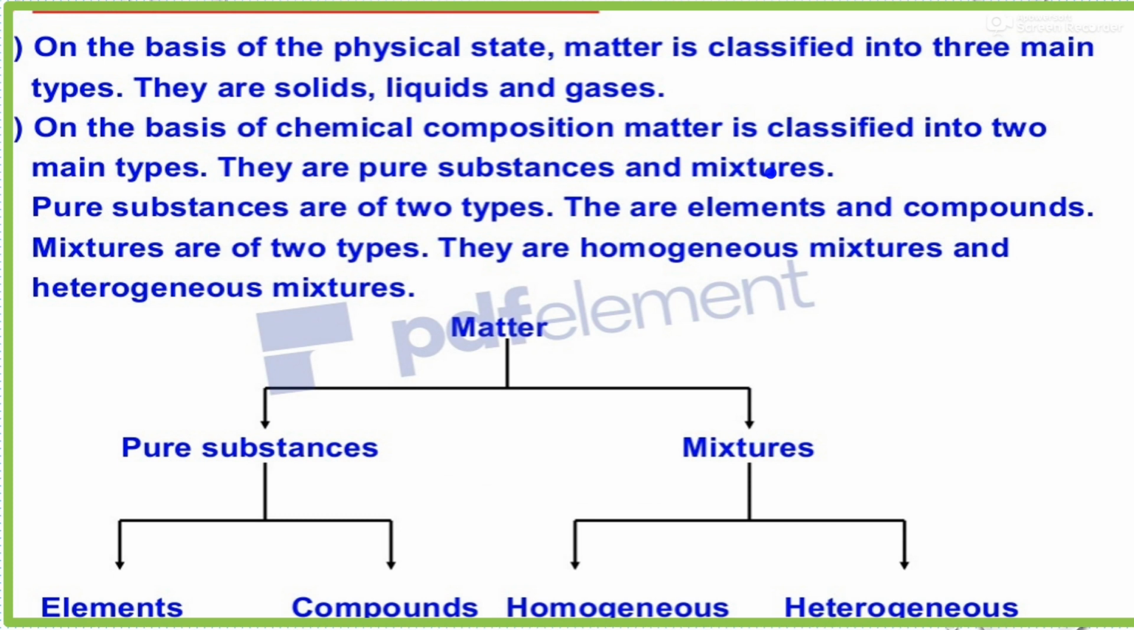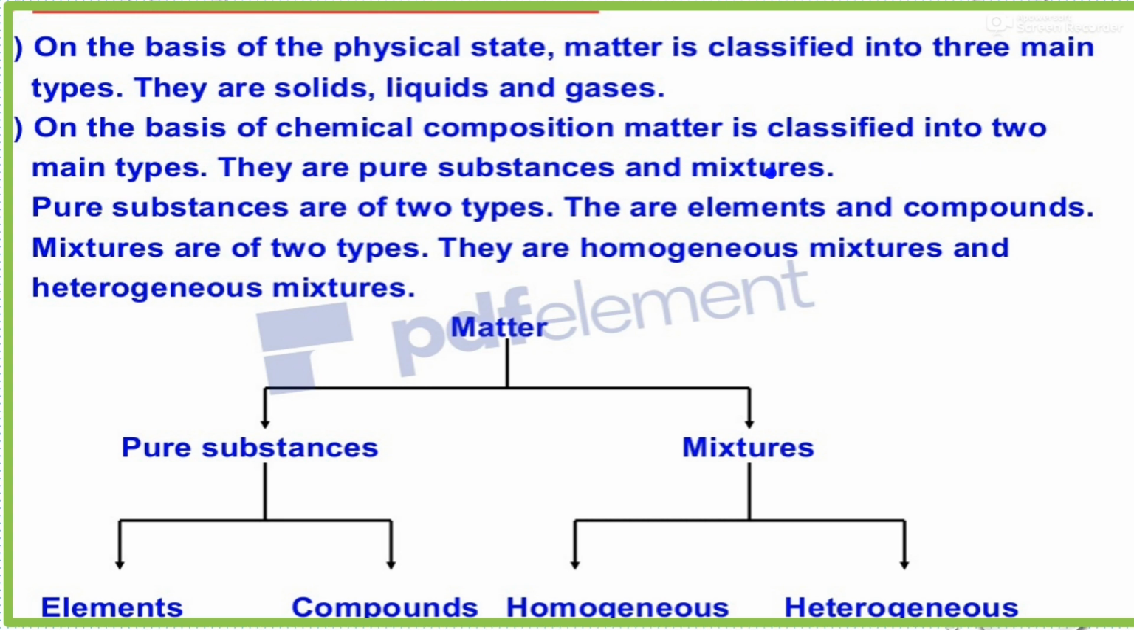Now, on the basis of the physical state, matter is classified into three main types. They are solids, liquids and gases. Already we have discussed this in the first chapter. On the basis of chemical composition, matter is classified into two main types. They are pure substances and mixtures. Pure substances are of two types, elements and compounds. And mixtures are of two types, homogeneous mixtures and heterogeneous mixtures.